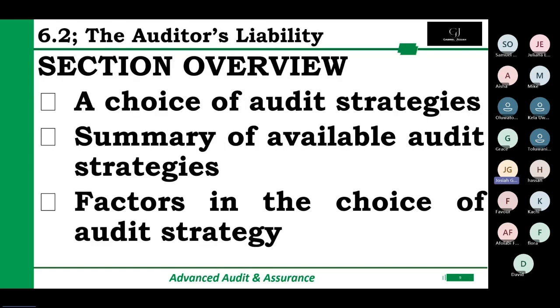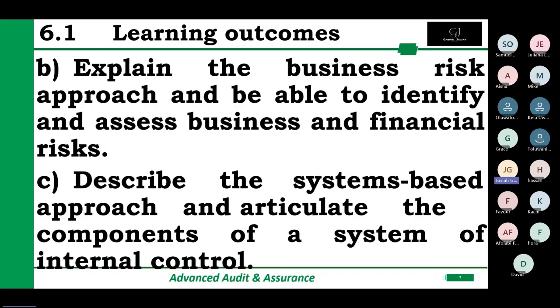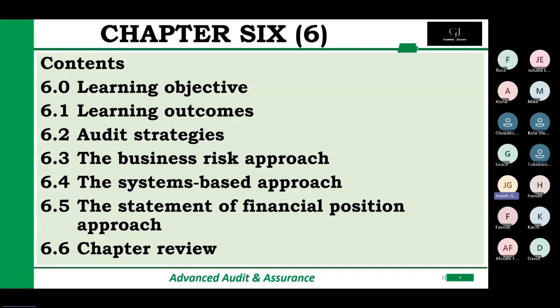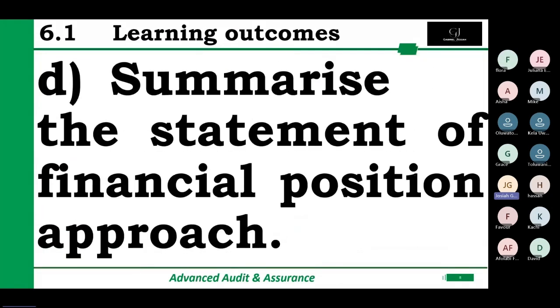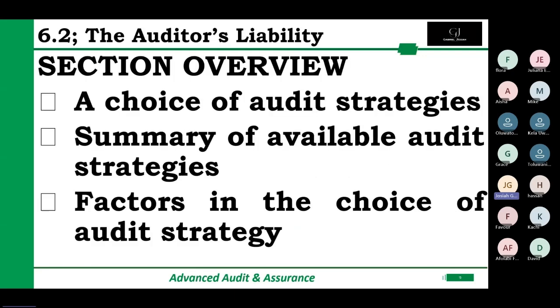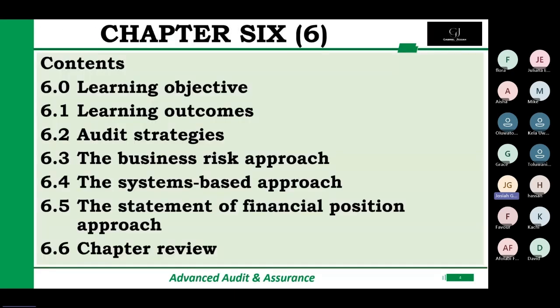Okay, so let's look at the section overview, which speaks to 3 sections under the first unit. That's a typo error. I'm going to change. It's not the auditor's liability, so I'm going to change that. This is the business risk approach, which is the audit strategies. I beg your pardon. Audit strategies, which is 6.2.